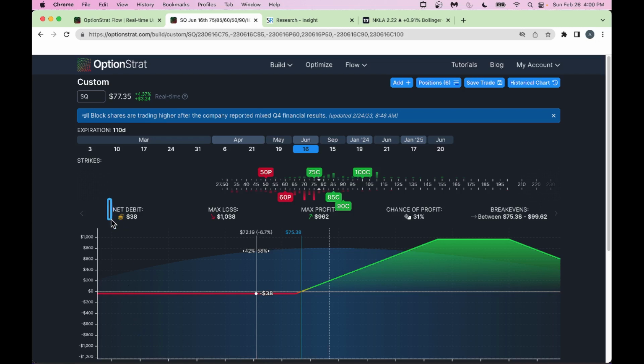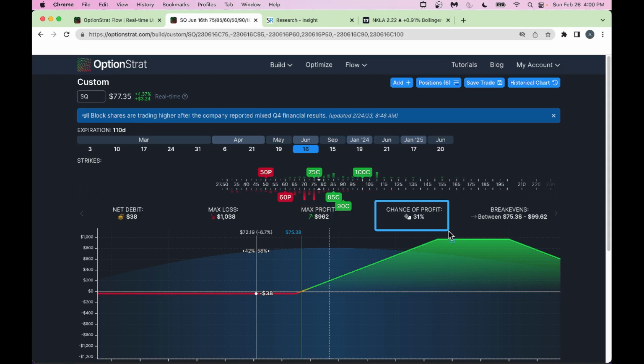It's not too much money. It's pocket change. And look at the maximum profit here. Our maximum profit potential is $962. You're paying $38 to make $962, and the chance of profit comes down in these types of strategies. If you want to finance your money, you could do something here.